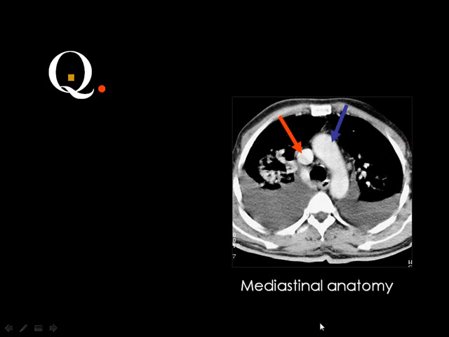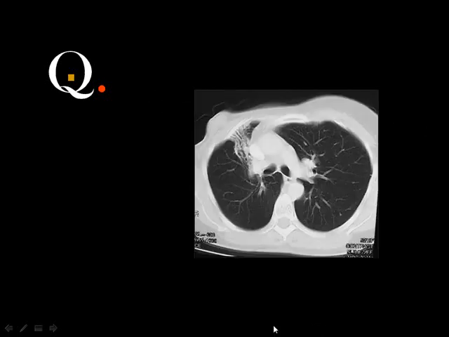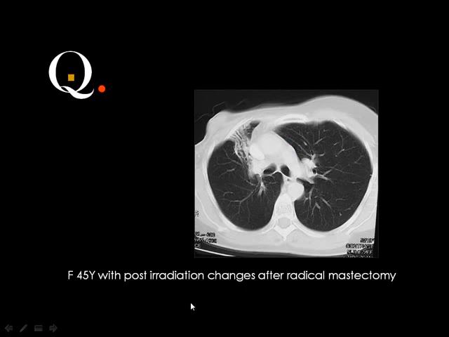Then we come back to the mediastinal anatomy. Do you remember this very famous structure? Yes, this is the arch of the aorta, and this is the superior vena cava. Okay. Then this patient had post-radiation changes in the lung. You can see after mastectomy. Where are these radiation changes?